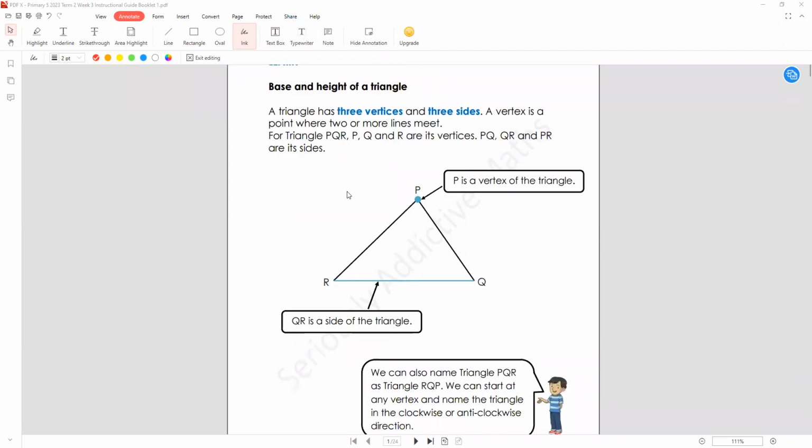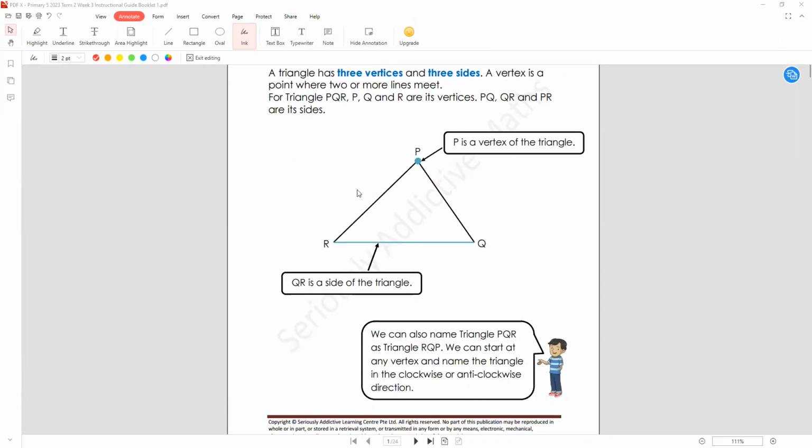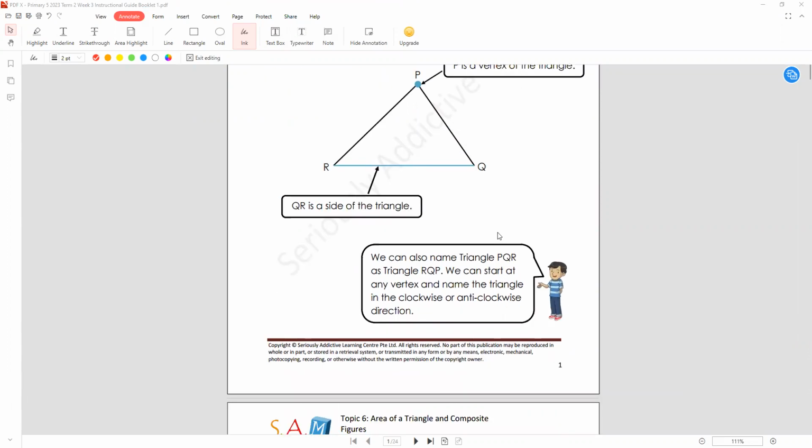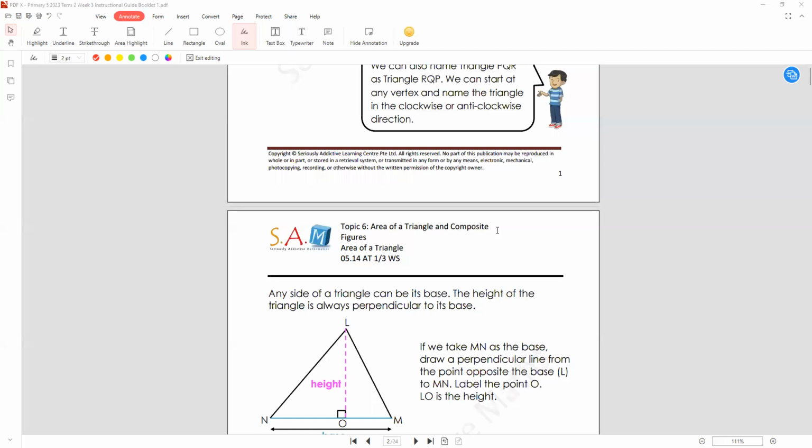Here, I think basically just explain to them the naming conventions for triangles. Example here, P is a vertex. QR is a side of a triangle. So we can call it PQR, right? We can also call it RQP.